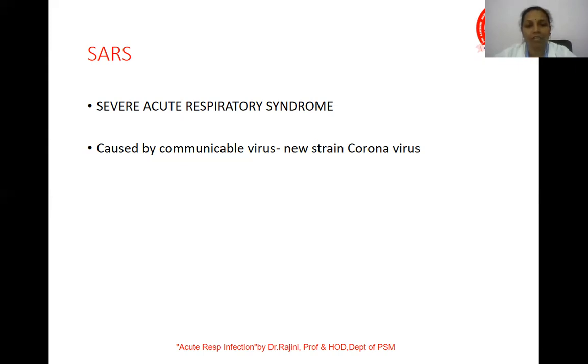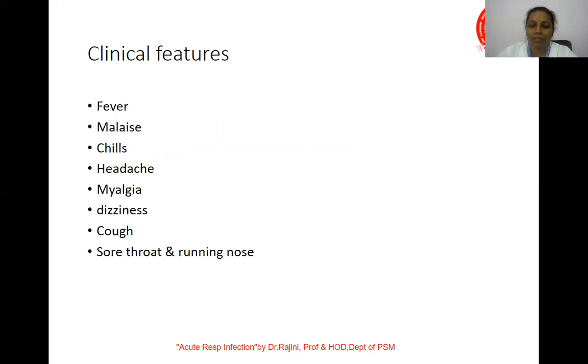This is commonly caused by a new strain of virus. Now this new strain has also come, the coronavirus. So originally we had SARS, influenza, swine flu, and all those things. Now this corona has also been added to the infections. So what are the clinical features?